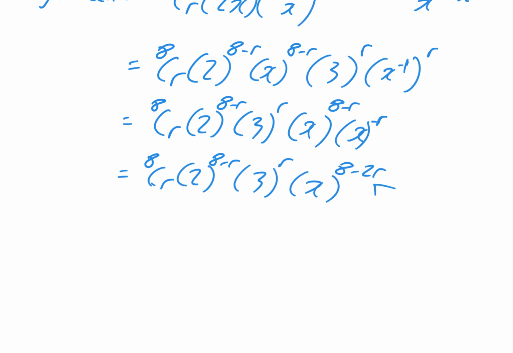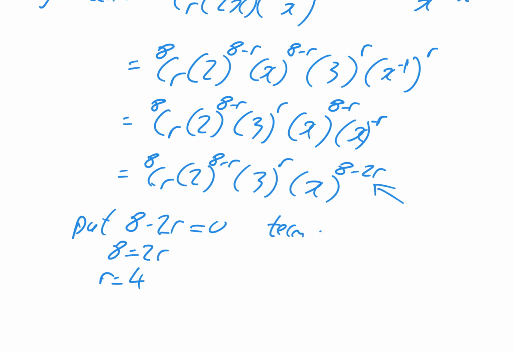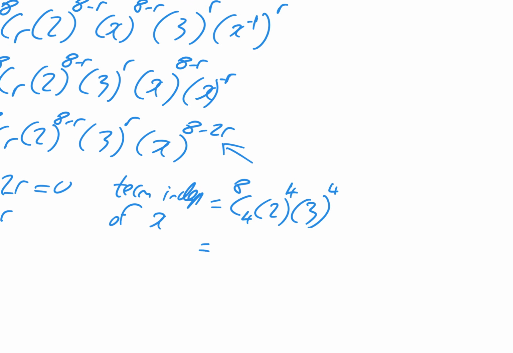And then this bit, the power of this has to be 0 because we're looking at the term independent of x. So just put 8 minus 2r equal to 0, which means 8 is equal to 2r. A wee bit of working out, r equals 4. So our term independent of x, so the bit with no x's, our r is equal to 4, 8C4, 2 to the power of 8 minus 4, so that's going to be 2 to the power of 4, and then 3 to the power of 4. So fire that into your calculator, and let's see what we get.